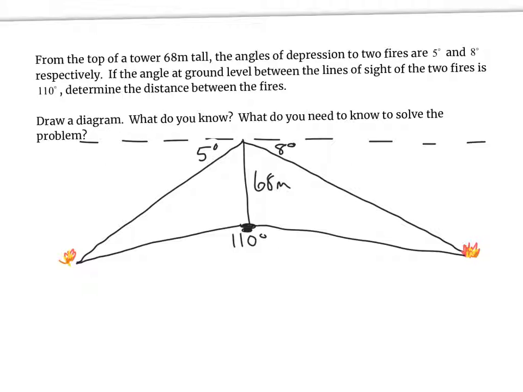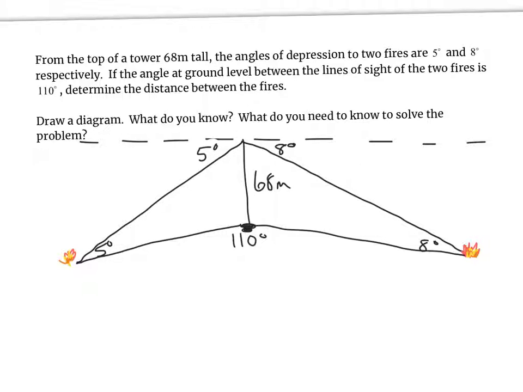So step 1, draw the diagram. What do we know? This is what we've been given. There's the tower. We know the angles of depression. Remember, if I know the angle of depression, that means that from the perspective of the fire, I know the angle of elevation to the top of the tower, and that's using my Z rule. Now I can figure out what these lengths are right here, because I'm going to need those in order to figure out how far apart these two fires are. That's what I've been asked to find. So step 1, let's work on the left-hand side of this drawing.